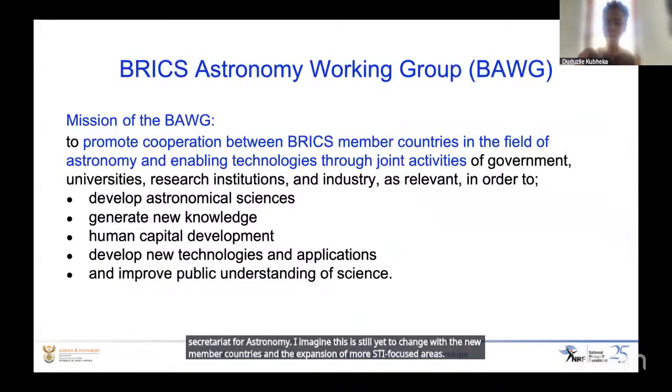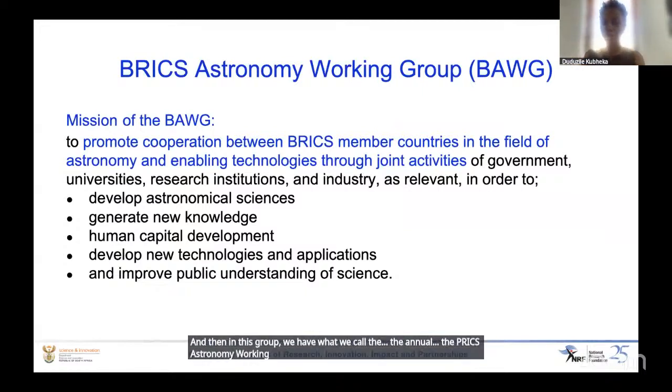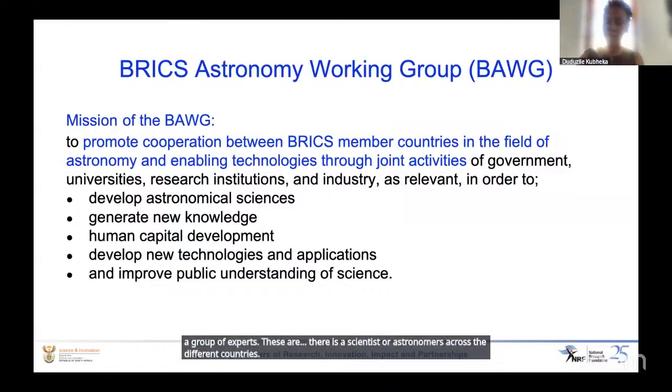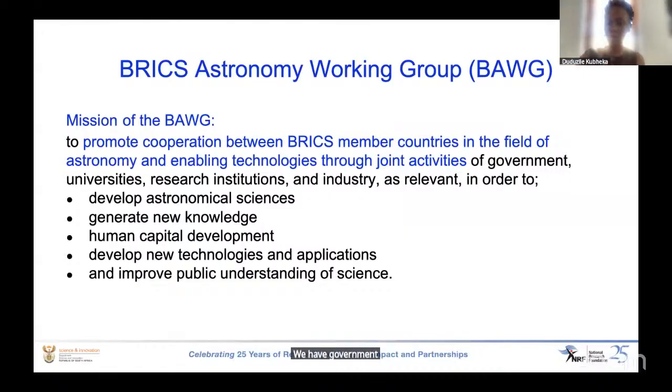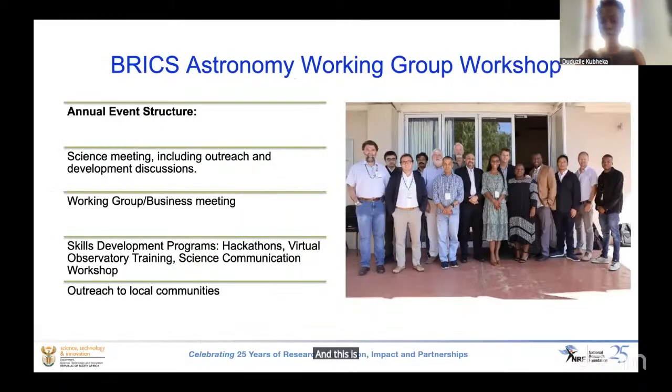And then in this group, we have what we call the BRICS Astronomy Working Group, which is a group of experts. These are the scientists or astronomers across the different countries. We have government representatives who are called the focal points. And then we have people involved in the outreach and engagement work in the different countries. And this is all chaired by South Africa.